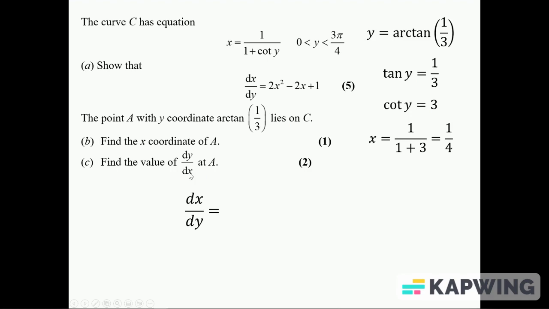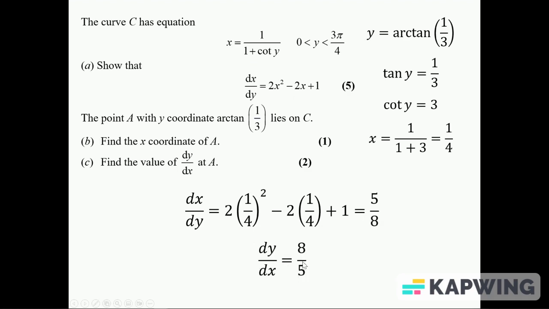And then to find dy by dx, I'm going to sub the quarter into here to get dx over dy. 2 lots of a quarter squared, minus 2 lots of a quarter, and plus 1. That gives me 5 over 8. So dy by dx, then I'll flip it. That gives me 8 over 5.